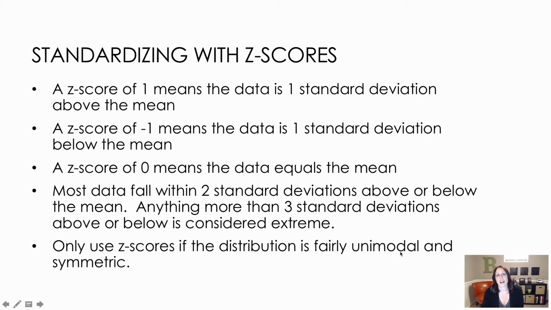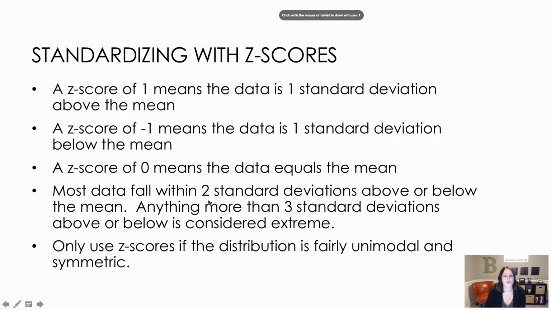Before we actually find these, I want you to understand exactly what it means. If you get a z-score of 1, that means you're 1 standard deviation above the mean. A z-score of -1 means your score is 1 standard deviation below the mean. If you have a z-score of 0, that means your score is exactly the same as the mean, because there's no difference between your value and the mean.